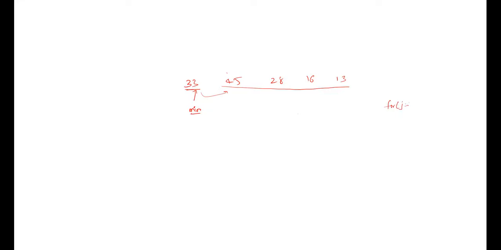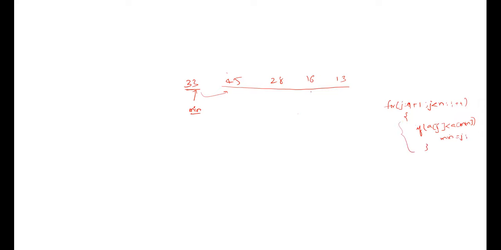For j equal to i plus 1, j less than n, j plus plus, and you know how to check the minimum. In the logic we write: if a of j is less than a of min, then replace min with j. This is the logic to find the minimum.